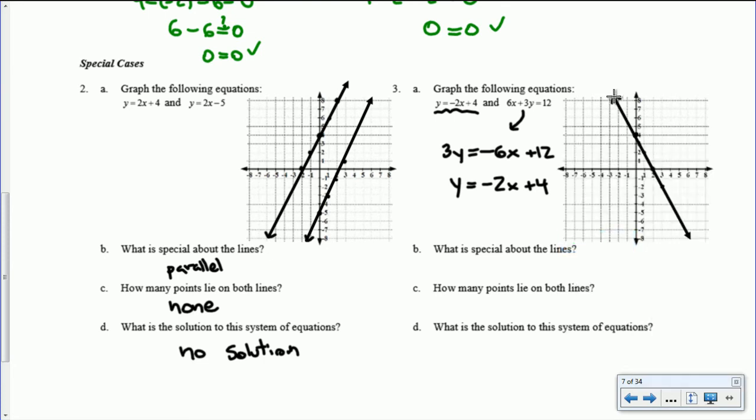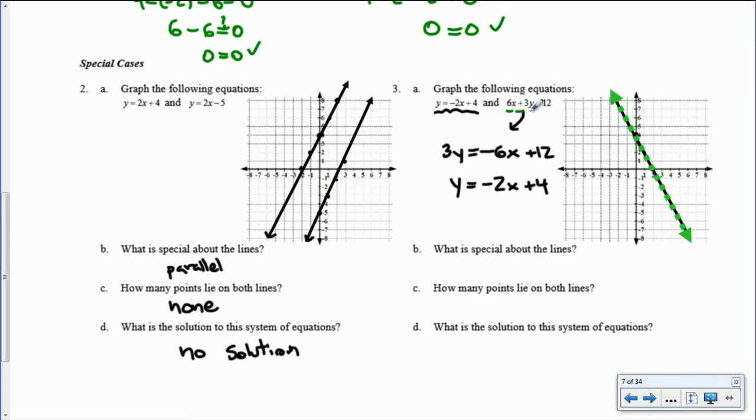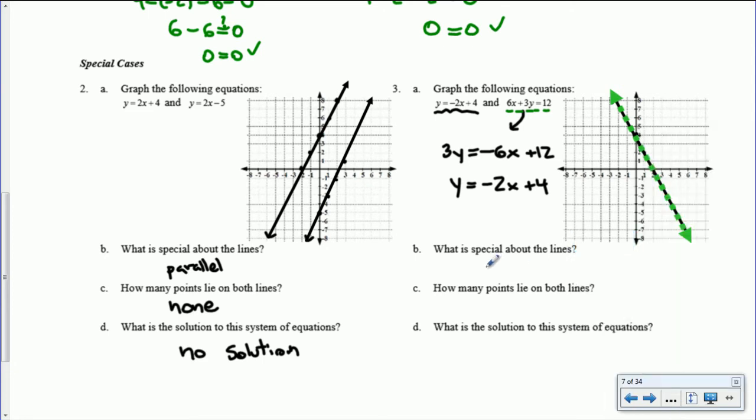So maybe I'll do, so they'd be overlapping. So that's that one. Okay, what's special about the lines? They are parallel, but they are also overlapping. Or I guess another way to say that is they're identical.